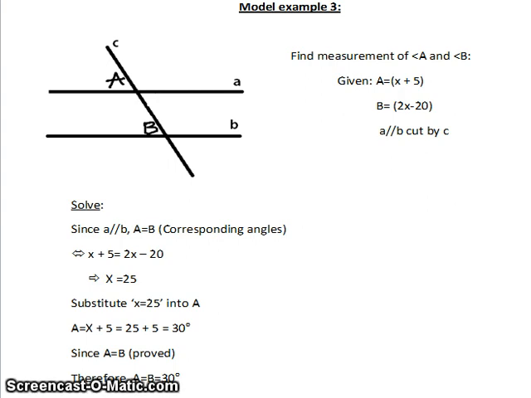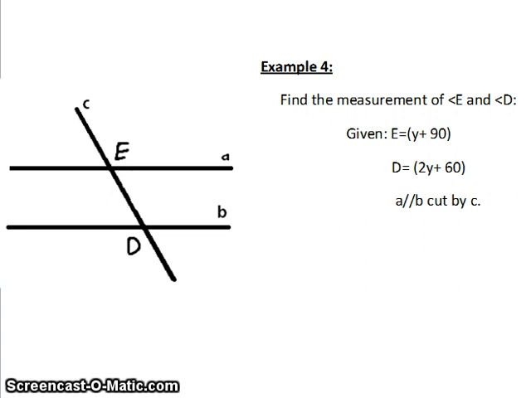Now it's your turn to try a similar problem. Example 4. Find the measurement of angle E and angle D, given E equals y plus 90, D equals 2y plus 60, and two parallel lines cut by a transversal. Please pause this and give it a shot.